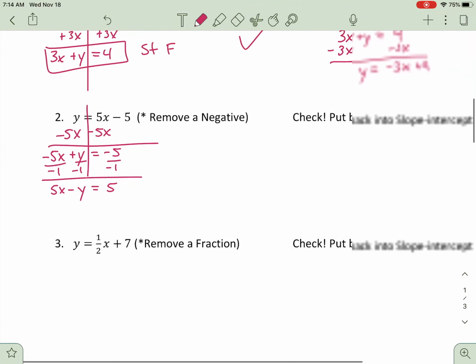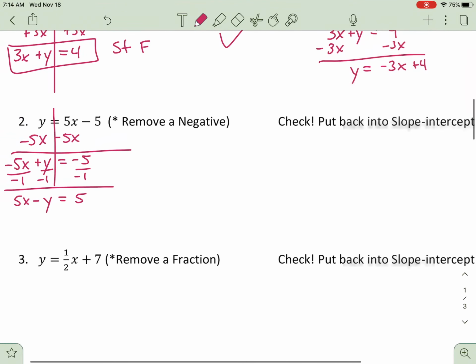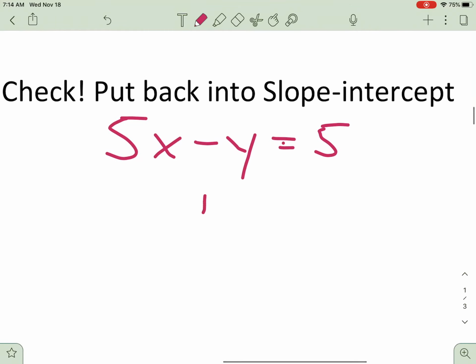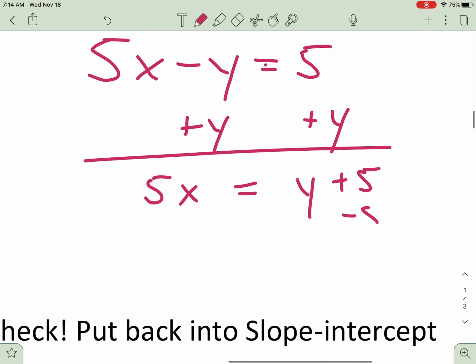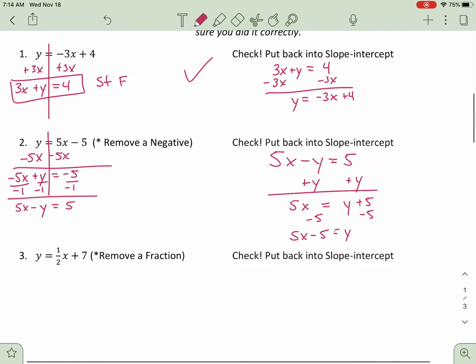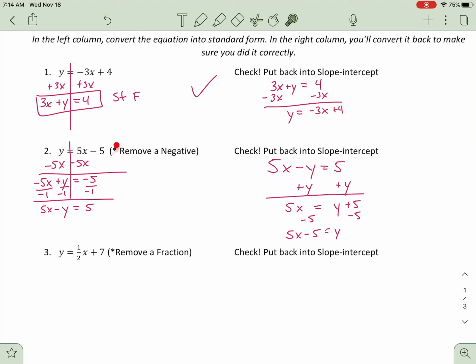All right, so let's go ahead and check it. Put it back in the slope-intercept form. 5x minus y equals 5 is what we just got. I'm going to add y to get it to the other side. So I have 5x equals y plus 5. And I'm going to subtract 5. So I have 5x minus 5 equals y, which is exactly what we had up here. 5x minus 5 equals y.